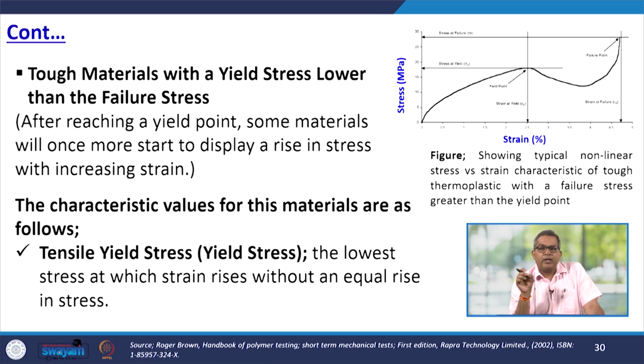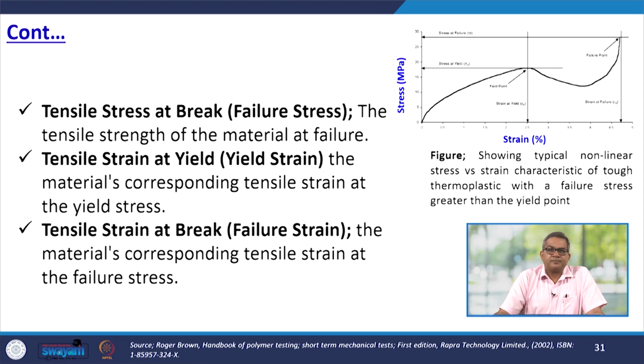So, the characteristic values for this material: the tensile yield stress, or yield stress, is the lowest stress at which the strain rises without an equal rise in stress. The tensile stress at break is the failure stress, the tensile strength of the material at failure. The tensile strain at yield, sometimes referred to as the yield strain, is the material's corresponding tensile strain at the yield stress. Then the tensile strain at break, that is the failure strain, is the material's corresponding tensile strain at the failure stress.